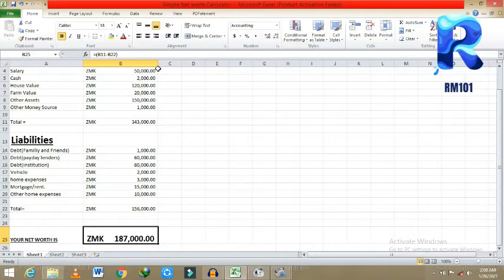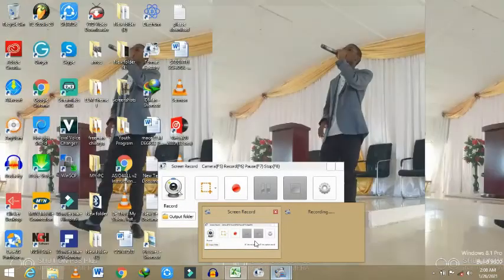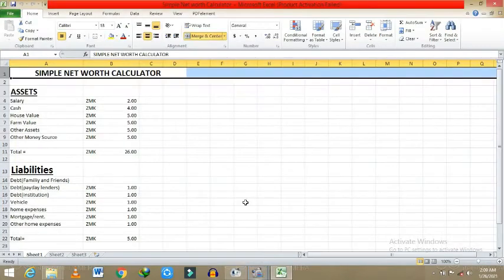House value negative, doesn't own a house. He struggles to have, he doesn't own a farm. Other assets which include up to 25,000 other things which he owns. In other money sources, John also has other money sources which he gets about 2,500.